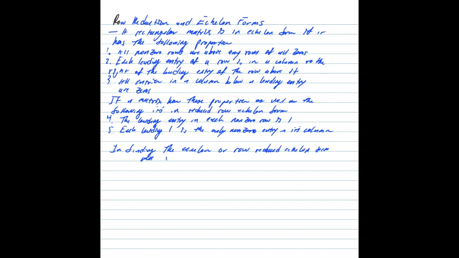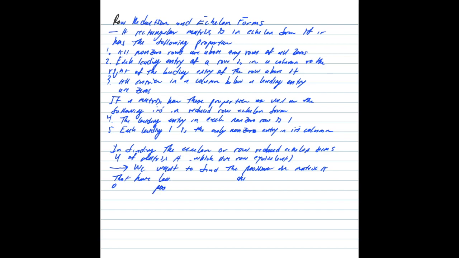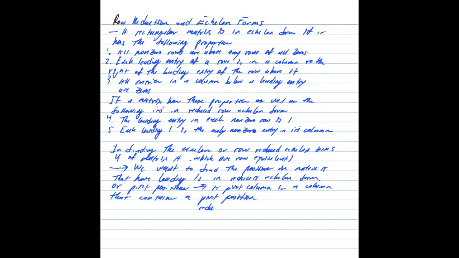So generally, if you're being asked to row reduce a matrix, then you're going to want to find the echelon or reduced row echelon form U of matrix A. So you want to find the row equivalent matrix U of matrix A, which is the one that you probably started out with. And following those 5 properties that I just mentioned, we want to find the positions in a matrix that have leading ones in reduced echelon form, or pivot positions. So that's what we would call a position with a leading one, a pivot position. And a pivot column is a column that contains a pivot position.